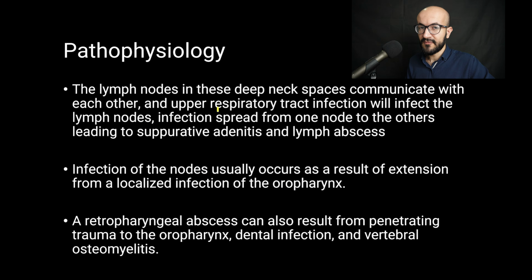So we have lymph nodes within these spaces mentioned already, and those lymph nodes communicate with each other, and when there is an upper respiratory tract infection, it will infect the lymph nodes and the infection will spread from one node to the other ones, and this would lead to suppurative adenitis and lymph abscess. And infection of these lymph nodes usually occurs as a result of extension from a localized infection of the oropharynx.